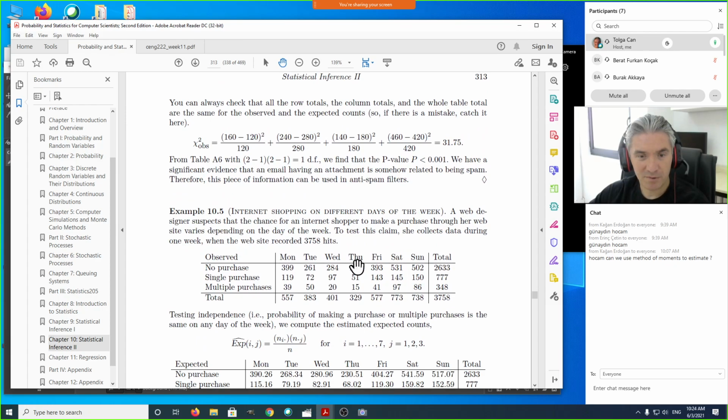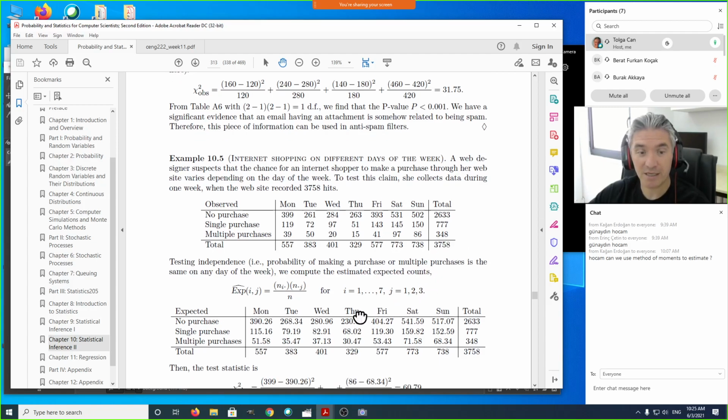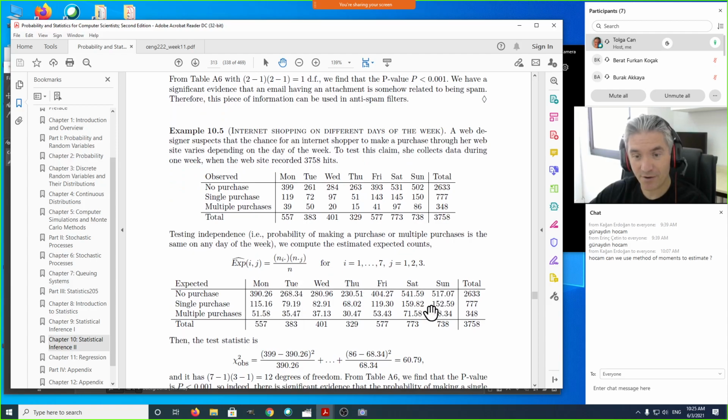And this one is an example where we have many columns and 3 rows. So the degrees of freedom in this case would be 6 times 2, which is 12. Again, we do the exact same thing. We compute the probabilities by dividing each of these numbers by the total number, the probability of no purchase, single purchase, or multiple purchase, and multiply these probabilities with the sample size to find the expected counts. These are our expected counts.